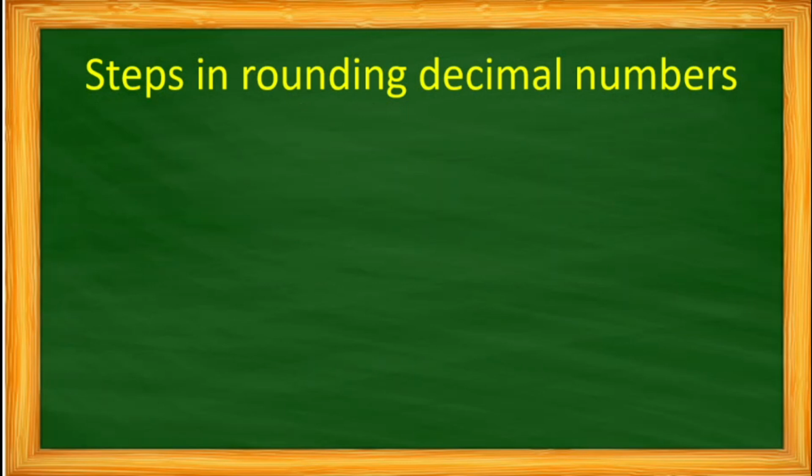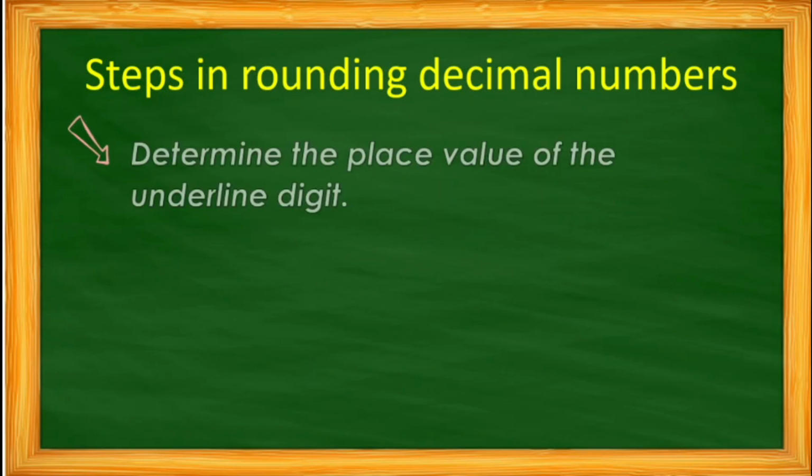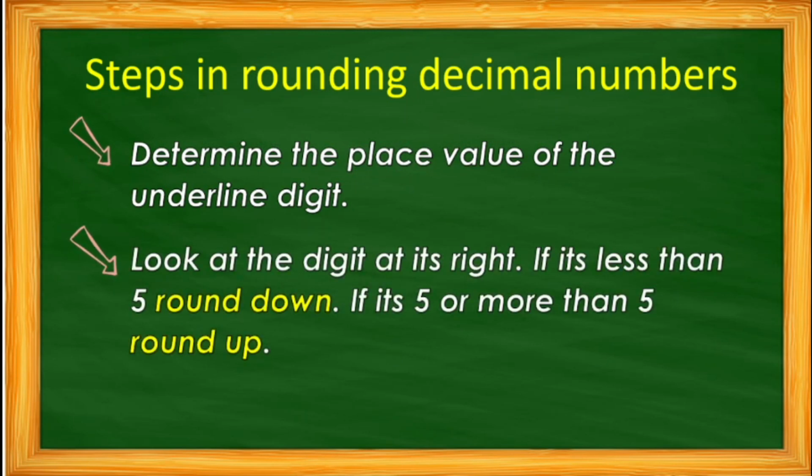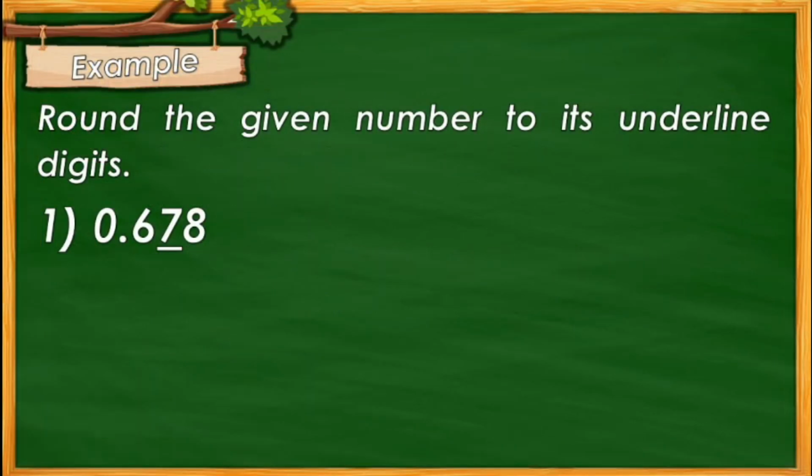So here are the steps in rounding decimal numbers. First, determine the place value of the underlined digit. Then, look at the digit to its right, and if it is less than 5, round down. If it's 5 or more than 5, round up. Again, if it's less than 5, round down. If it's 5 or more than 5, round up. So, let's have an example.